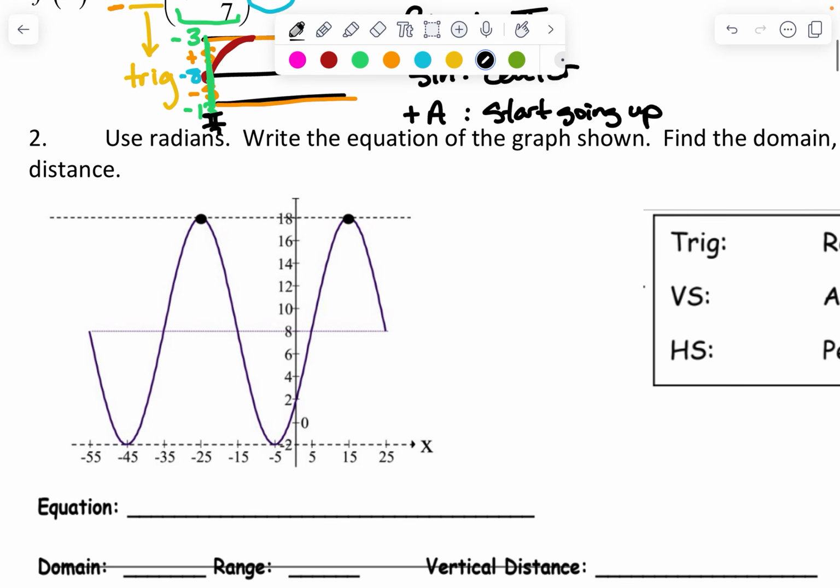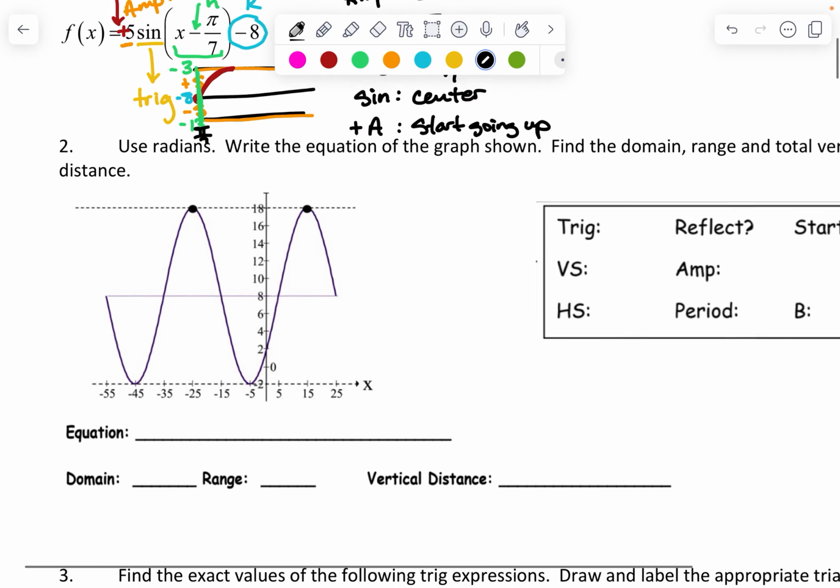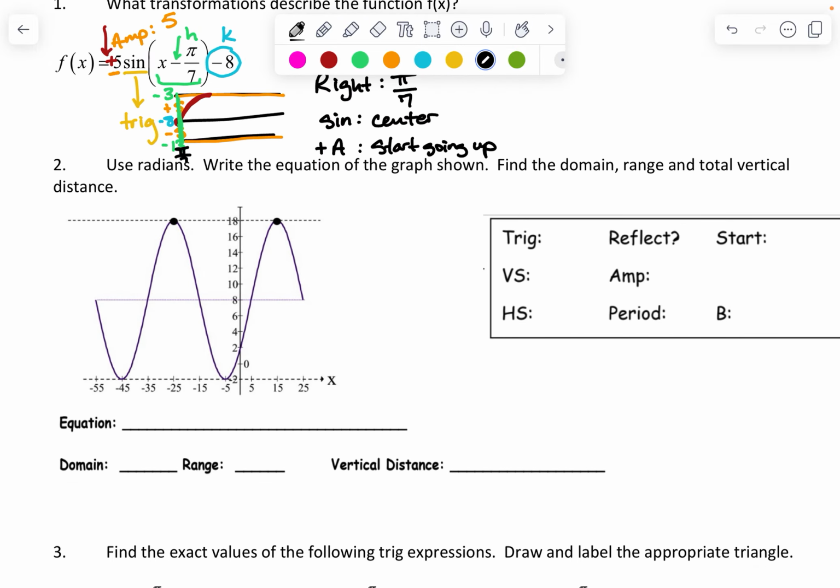Let's move to 2. We've got a sinusoidal graph. Remember, sinusoidal just means repetitive, smooth curve. So sine and cosine graphs are sinusoidal. So how do we tell the difference? Well, we just use the references that they give us.